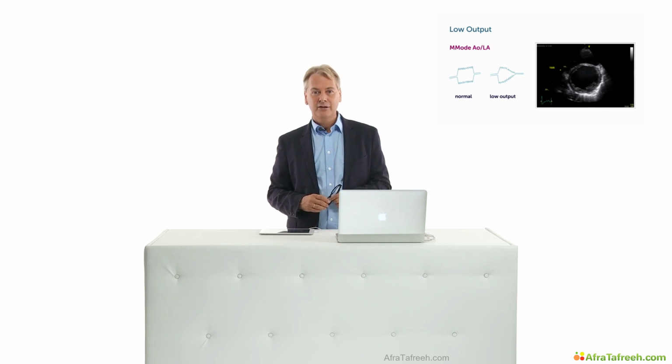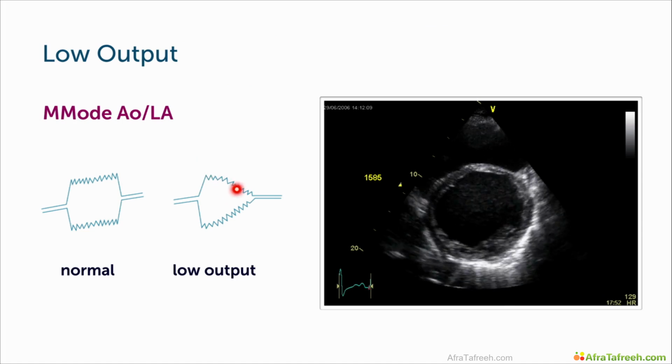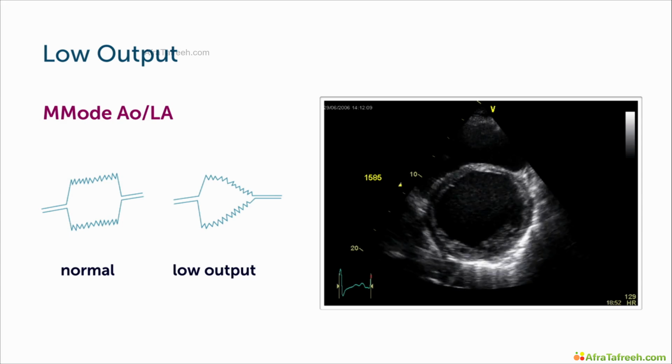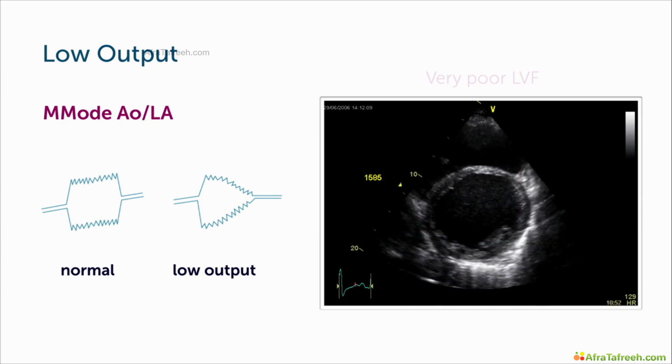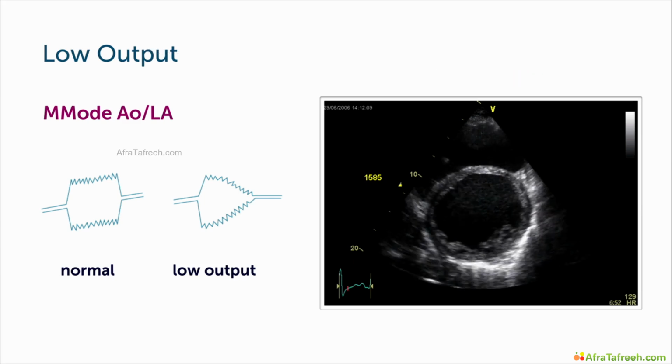You can look at low cardiac output also if you use an M mode, because you will see a typical pattern where you have premature closure of the aortic valve. During systole, there's not enough flow to actually push the aortic valve open, so it closes prematurely. This would be a normal signal here, and this is the situation of low cardiac output. And I think if you look at this ventricle, you can understand why this patient must have low cardiac output. This is very, very poor left ventricular function. And of course, he also has a high heart rate to compensate for this poor left ventricular function as well.